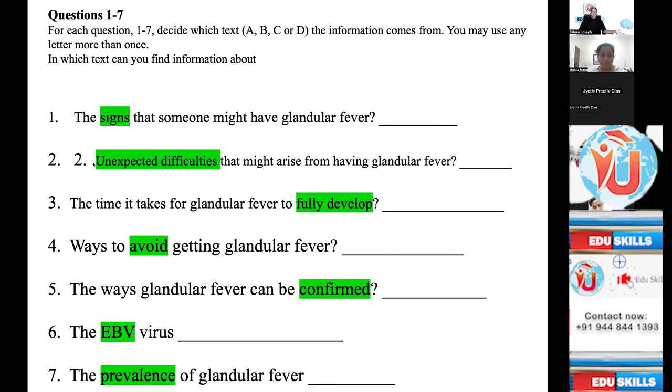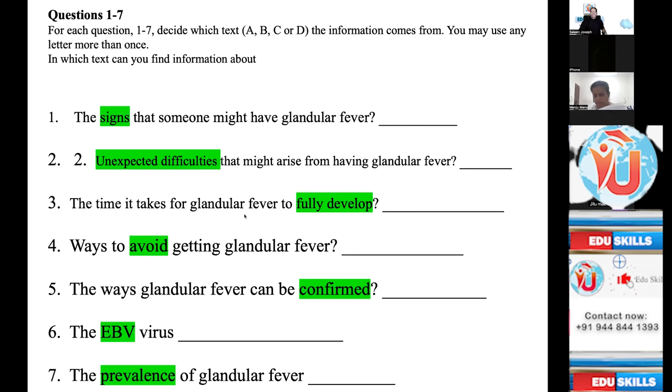Investigation. And second one, sorry, there is a mistake. Unexpected difficulties that might arise from having glandular fever. Any idea? Unexpected difficulties or complications? Where do you have it: in description, diagnosis, or medication? Where do you get unexpected difficulties or problems or complexities? Treatment. When does it happen? Yeah, it happens during treatment. Normal, common knowledge. During treatment, sometimes unexpected complications happen. Then you call the doctor, right? And there are things to be done.